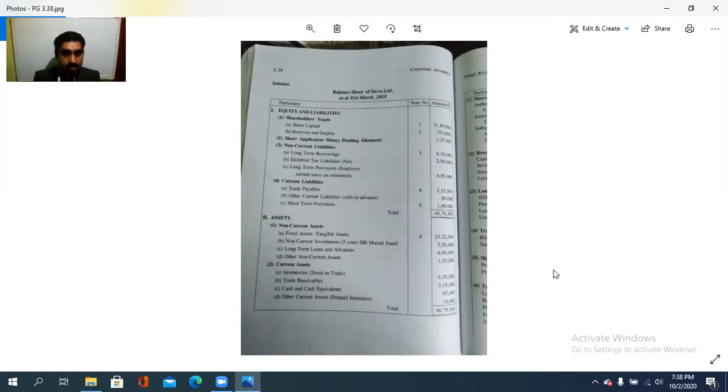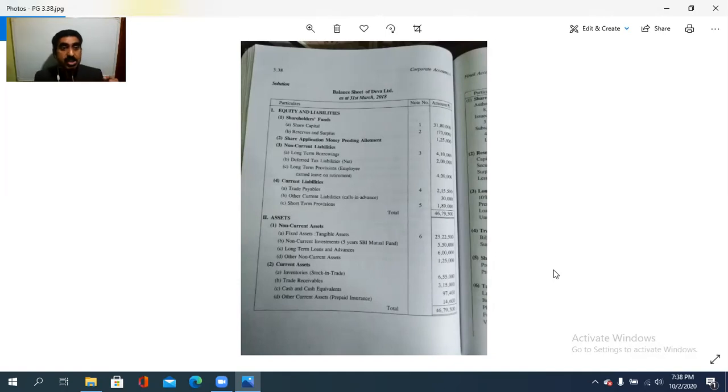So once again, equity and liability under the shareholders' funds. Under the shareholders' funds, what all things will be there? Share capital and reserves and surplus. Then the second item, share application money pending allotment, which comes only in some cases. Then non-current liability and current liability. And in the asset case, non-current assets and current assets will be displayed.